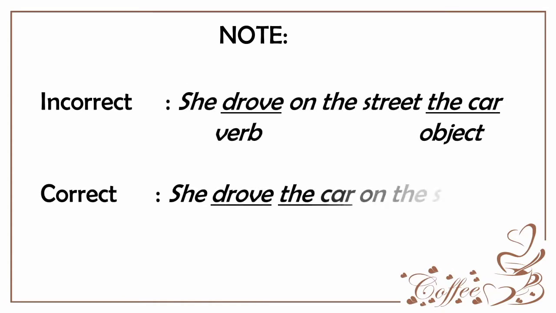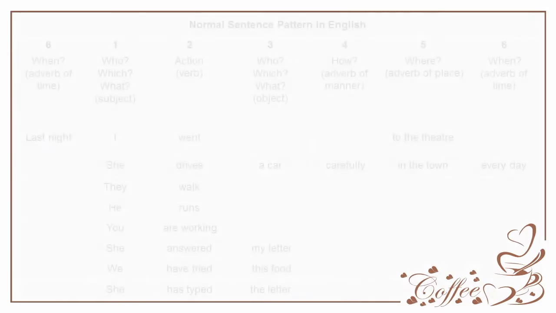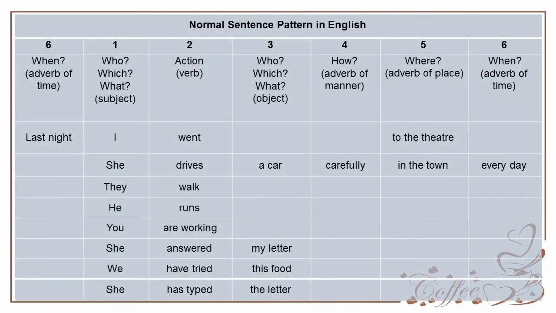Incorrect. She drove on the street the car. Correct. She drove the car on the street. Here is the normal sentence pattern in English. Please study this simple sentence pattern in English.